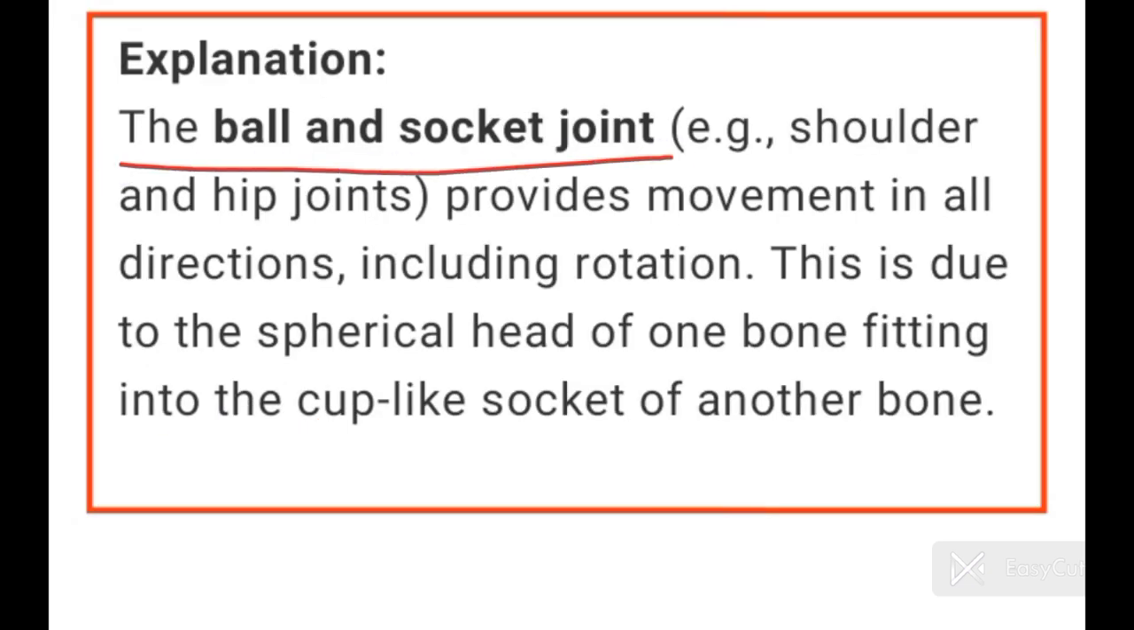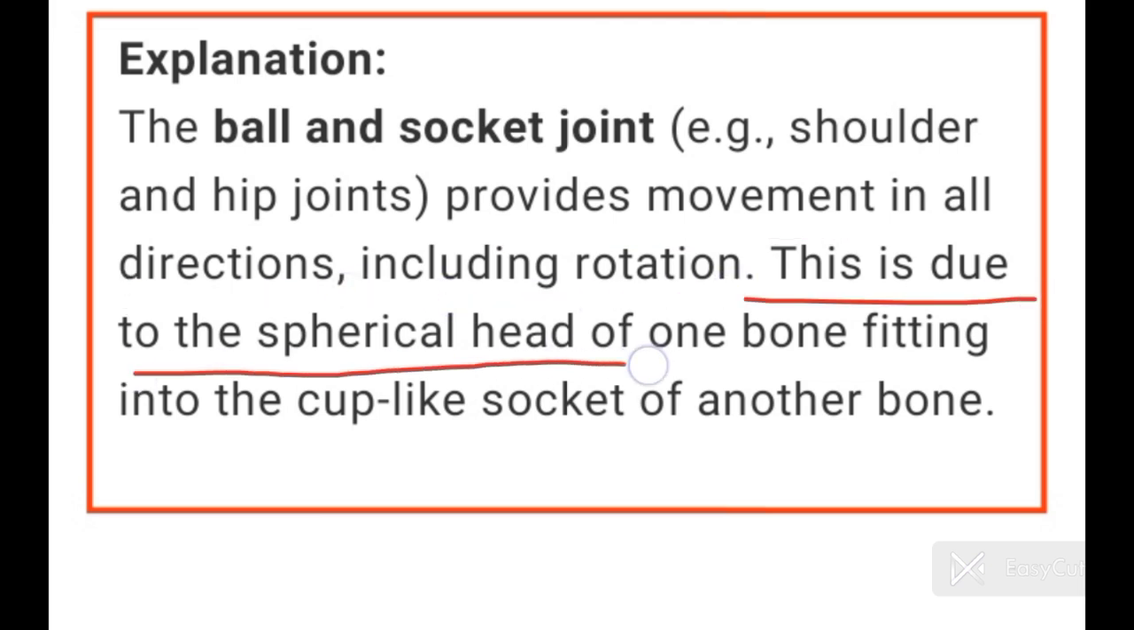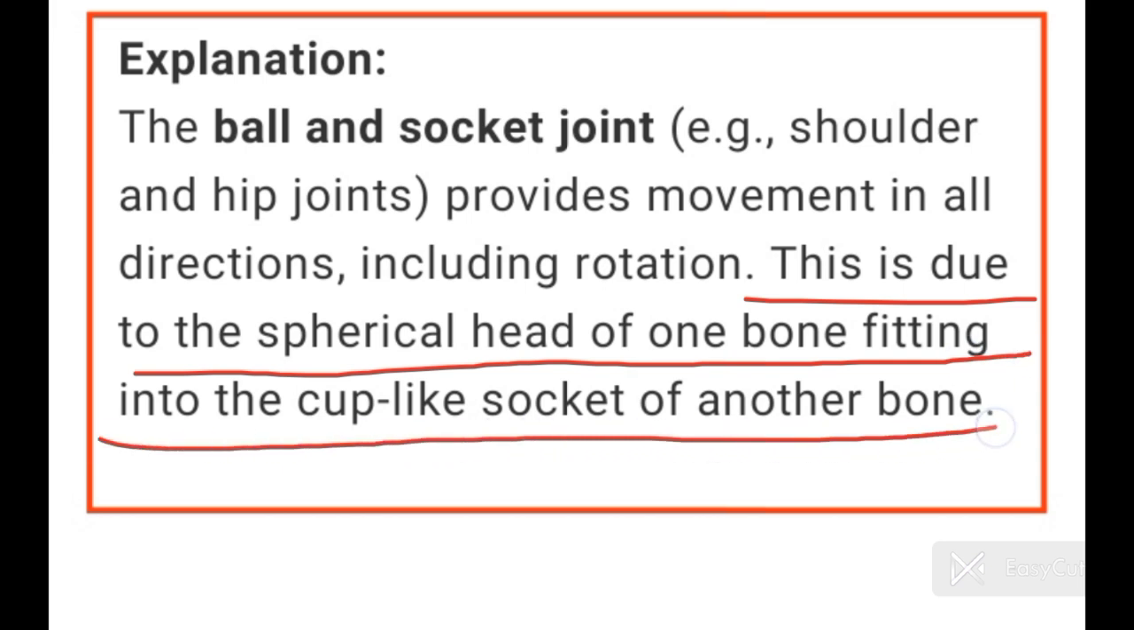What is the location of ball and socket joint? Answer is shoulder joint and hip joint. So ball and socket joint provides movement in all directions, including rotation. This is due to the spherical head of one bone fitting into the cup-like socket of another bone.